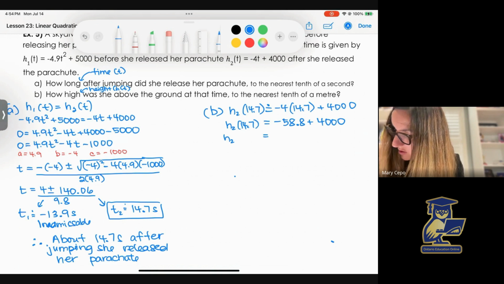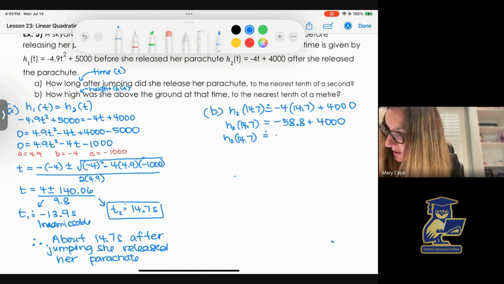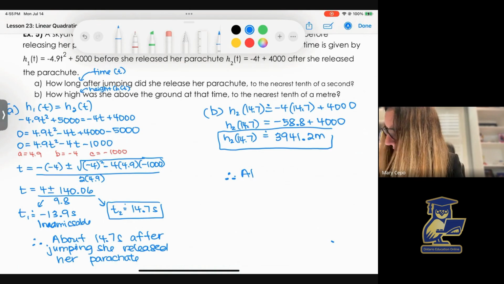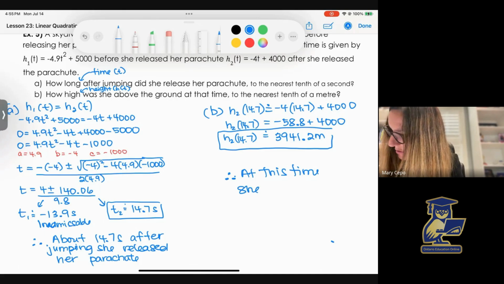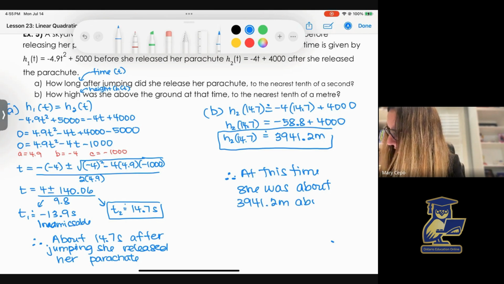Again, like I stressed earlier, it doesn't matter. We could have simply substituted that value of time into the quadratic function. You will still get the same height. So about 3,941.2 meters. Therefore, at this time, she was about 3,941.2 meters above the ground.